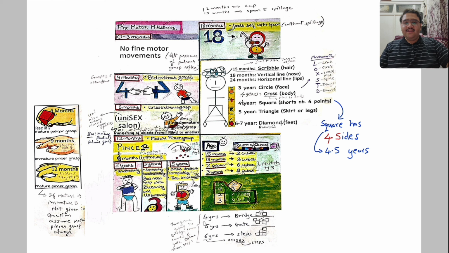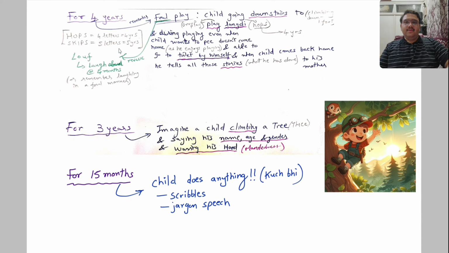Then at 4 years, the baby can form a bridge with the cubes. At 5 years, a gate, and at 6 years, steps. So imagine we are going to a house somewhere. First comes the bridge. Then before entering the house, there comes a gate. And after entering, there come steps, like the steps you climb after entering the house. So these are two or three stories to remember.